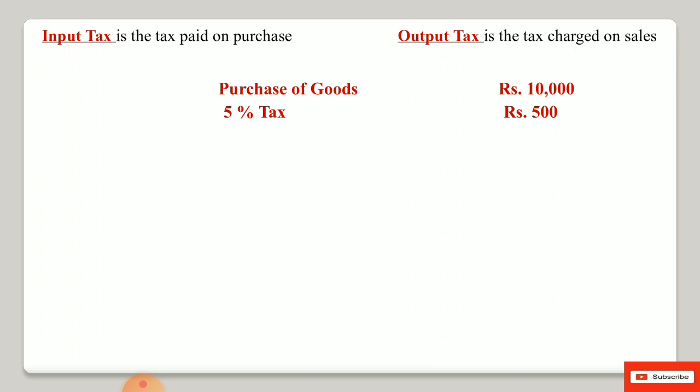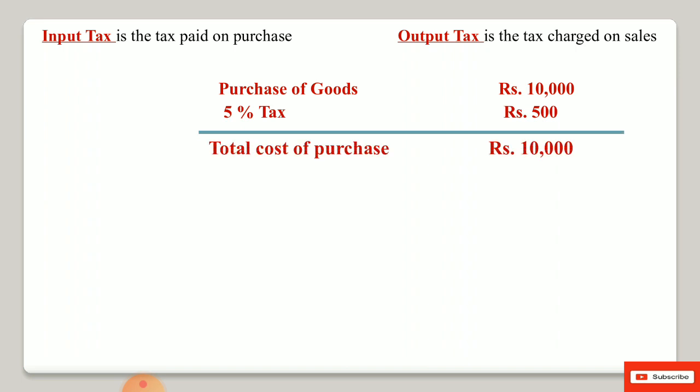It should be rupees 10,500, but you don't have to add this 500 in the purchase price, because in GST we do not put tax on tax. In GST, we do not levy tax on tax. Thus the total investment here will consider only rupees 10,000, and the 500 rupees will be considered as the input tax. So this is the input tax that you can recover later at the time of filing GST returns.